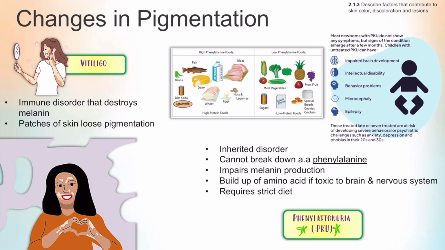So this inability to break down this amino acid is going to cause a buildup of it in the body, and that is going to be toxic to both the brain and the nervous system. While we have the toxicity portion of it possibly impairing neural function or brain function, we also have the unfortunate physical characteristic of it impairing melanin production. So what we may see with people who have PKU is that they may have patches or areas that look very similar to vitiligo.